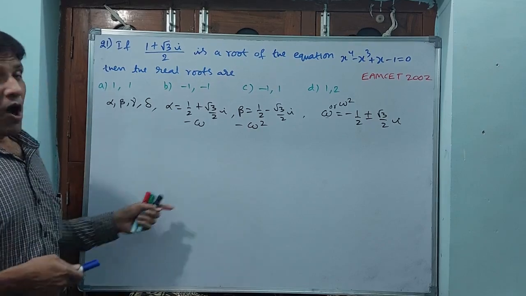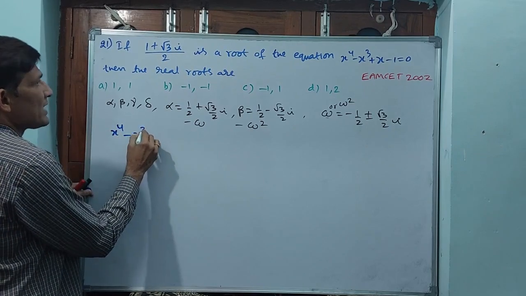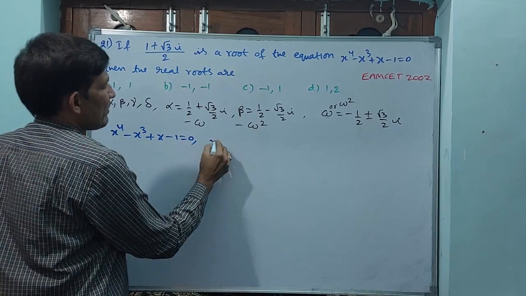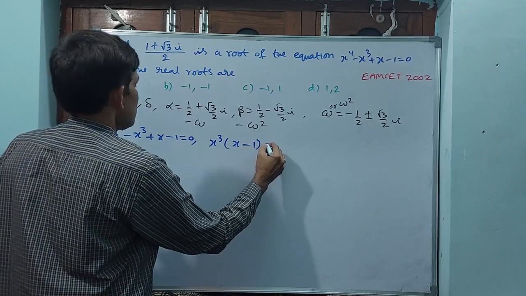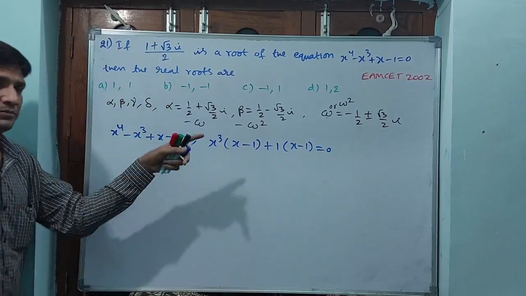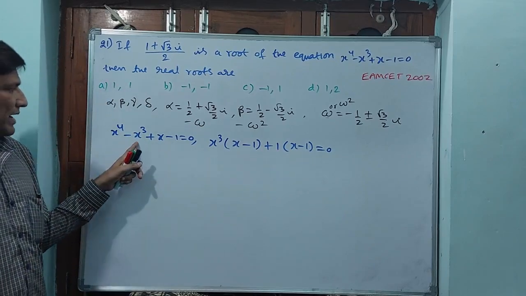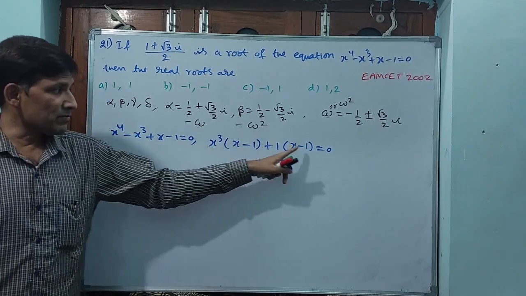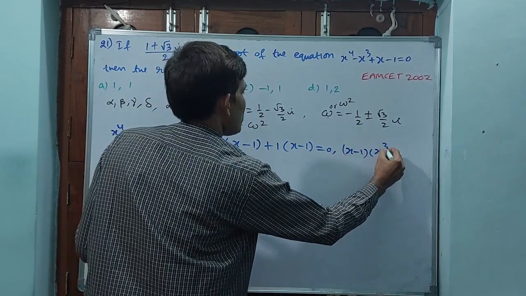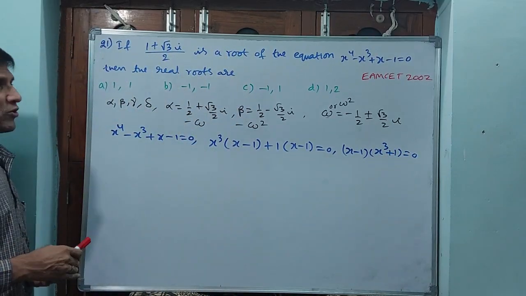See how you are tackling that question. First you write that question: equation x to the power of 4 minus x cube plus x minus 1 equal to 0. If I take x cube common, then x minus 1, plus again if I take 1 common, x minus 1 equal to 0. Is it correct? Again x minus 1 is common. That means x minus 1 into x cube plus 1 is equal to 0. If you are able to write this, then we are going to get the answer easily.